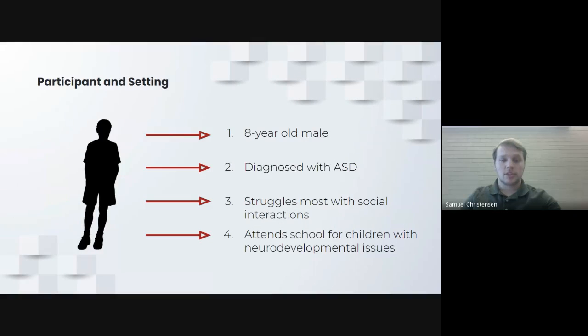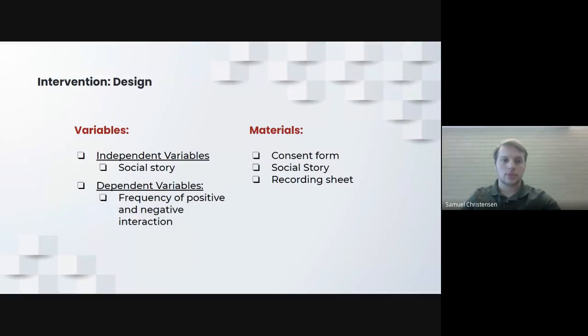My participant in the study was an 8-year-old male that was diagnosed with ASD and struggled with social interactions and anxiety, among other things, and attended a school for children with neurodevelopmental issues. The variables in the intervention were the social story that I read to him and the frequency of positive and negative interactions. Materials were the consent form, the social story, and the recording sheet used.